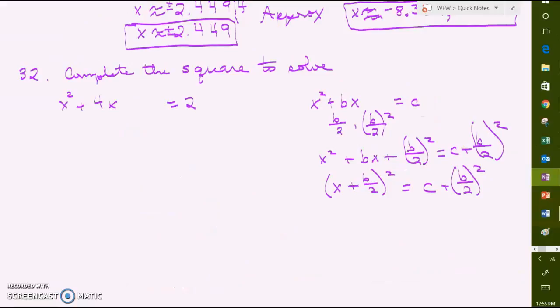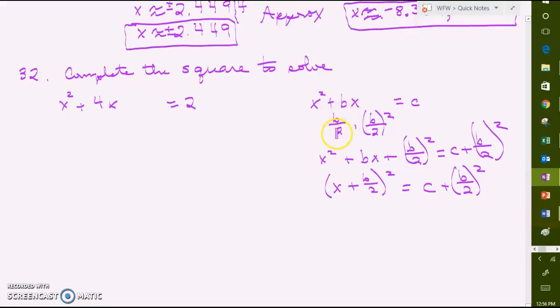In number 32, we're going to complete the square to solve. So we have x squared plus 4x equals 2 to start with, and what we are going to do is add something to both sides of the equation so that we have a perfect square trinomial. Now, look over to the right where you see a general form of this: x squared plus bx equals c, where b and c are certain numbers, like in this case, b is 4 and c is 2. Your first thing to do is take that number, whatever b is, and divide it by 2. You're going to need that number.